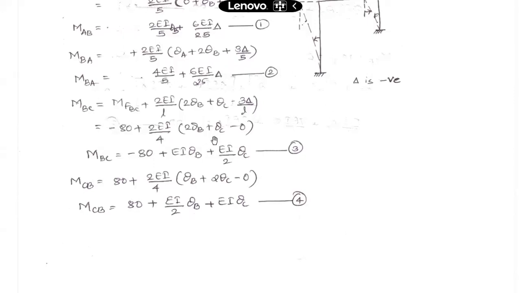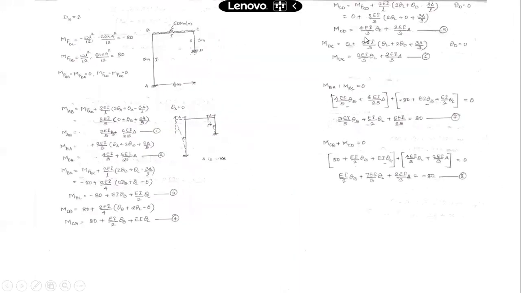Whereas theta B and theta C will exist. Okay, so after substituting the value of fixed end moment, MCB will come out to be this, AT plus EI by 2 theta B plus EI into theta C. Okay, so these are the slope deflection equations for member BC.